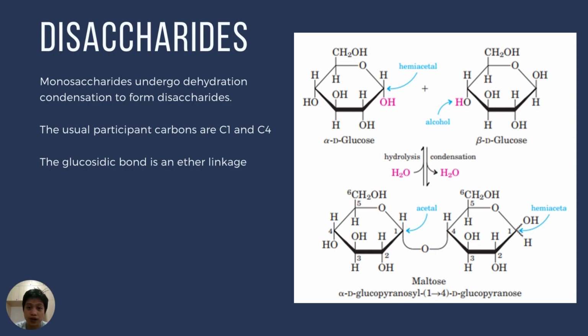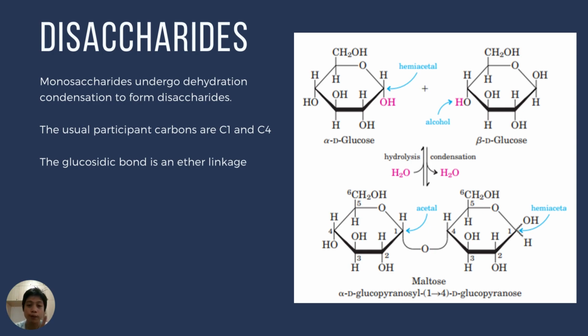Okay? So, tingnan niyo yung pink. Mawawala yung water. Hydroxyl in one sugar and hydrogen in another sugar that will go out as water. And by removing water, you form an ether, which is ROR. And the R's are the individual sugars. Okay? So here you have glucose combining with glucose to form maltose.